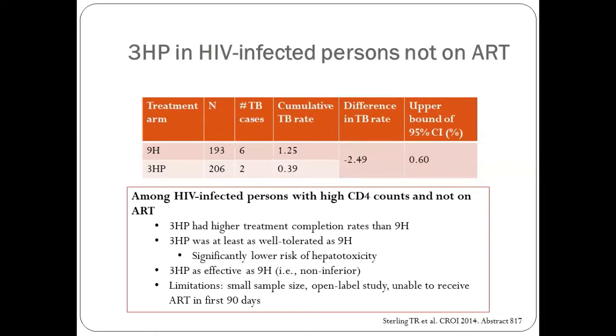There were some limitations in this study, namely the small sample size, the design that was an open-label study, and the fact that the patients were unable to receive HIV medications for the first 90 days while they were receiving treatment for LTBI. But this is something that you may be seeing in the future. Guidelines may be changing a little bit in the next few years, depending on what studies show with this regimen.